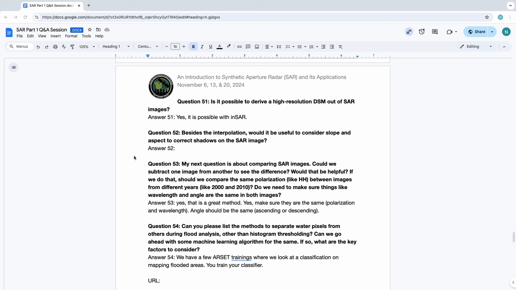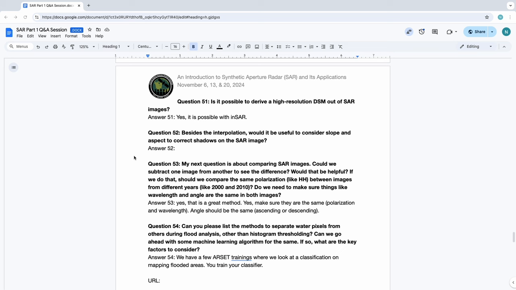Question 52, besides the interpolation, would it be useful to consider slope and aspect to correct shadows on the SAR image? Basically, you can use slope and aspect to correct shadows. And there are ways to correct it, like through interpolation. Again, as I mentioned, I rather treat those areas with shadow as areas that have no data. Usually I find interpolation just introduces some weird artifacts. But there are ways to correct it, and it just depends what you're comfortable with. I can put some resources in here.